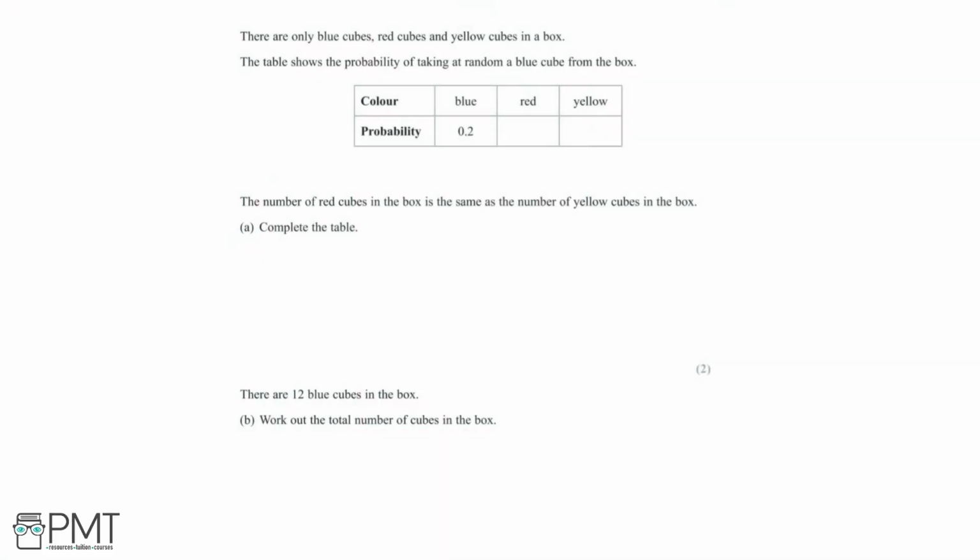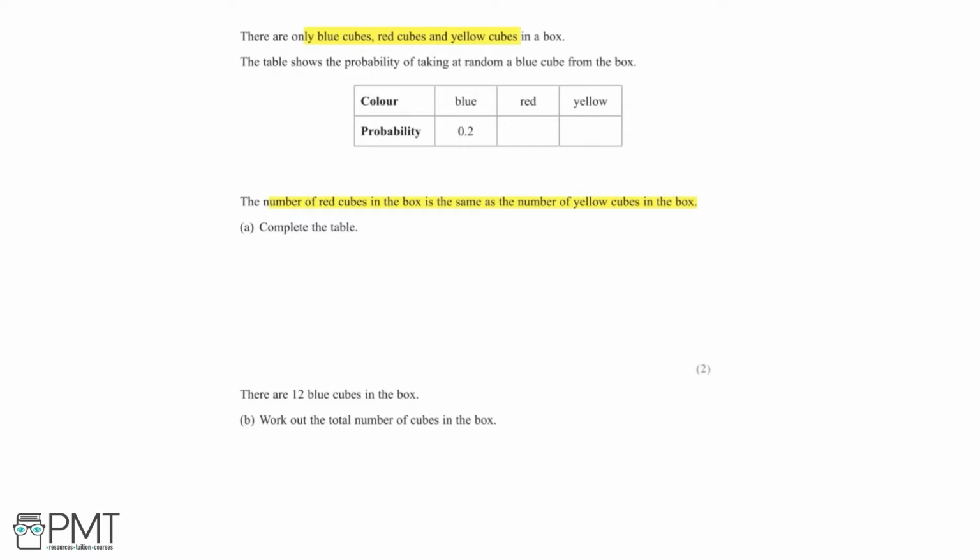In this question, we're told that there are only blue cubes, red cubes, and yellow cubes in a box. The table below shows the probability of taking at random a blue cube from the box. The number of red cubes in the box is the same as the number of yellow cubes in the box. And in part A, we need to complete the table with the unknown probabilities.